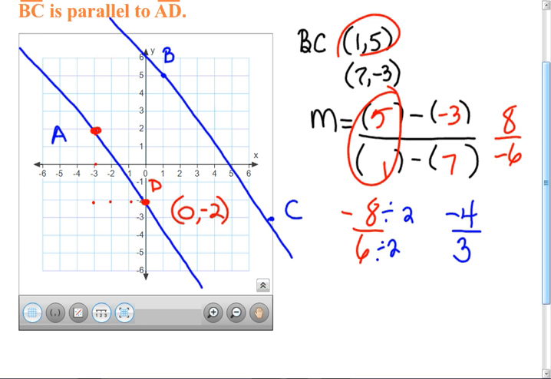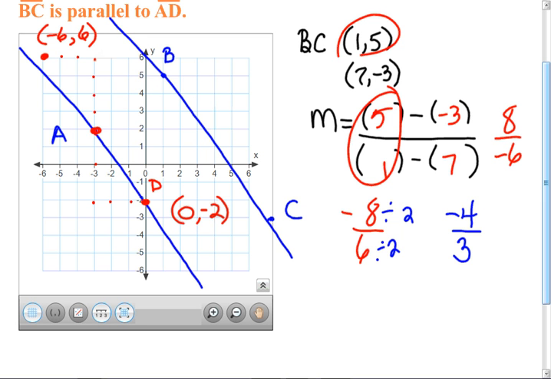Then if you want to go the other way, I'm going to go up 4, 1, 2, 3, 4, and to the left 3. My line's a little bit off, but there it is. If you do it algebraically, it has to still be the same. You don't do it by substitution.